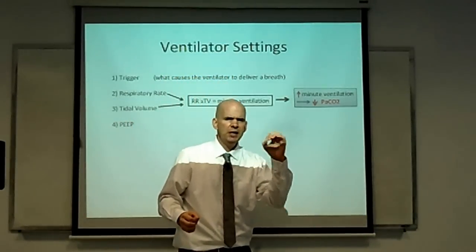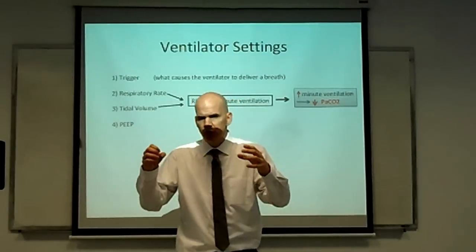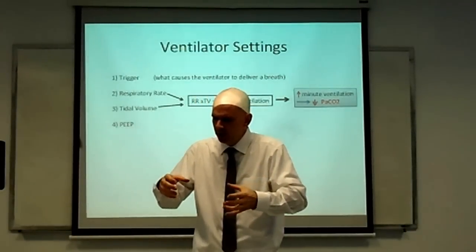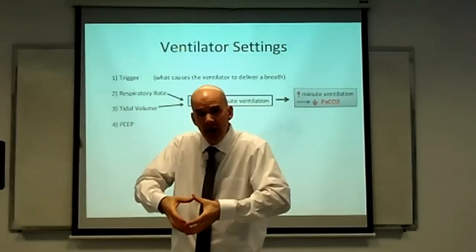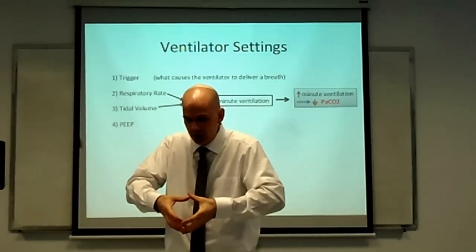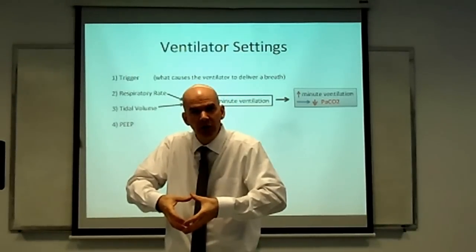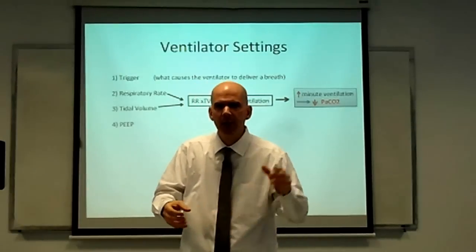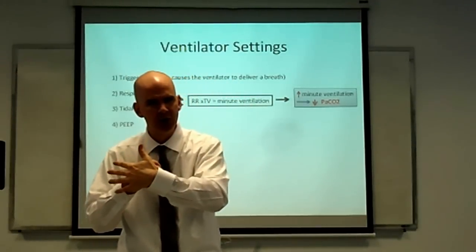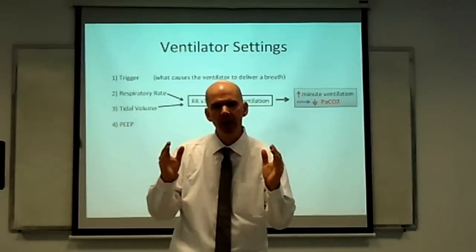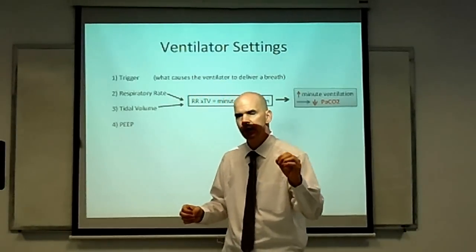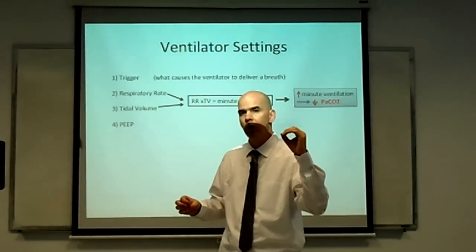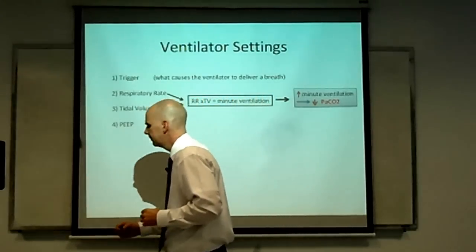If I use PEEP, positive end expiratory pressure, then I can have air in there at the end of exhalation that's holding open the alveolus, keeping it from collapsing, and thereby preventing that shunt situation from developing. In this way, PEEP can improve my overall oxygenation.